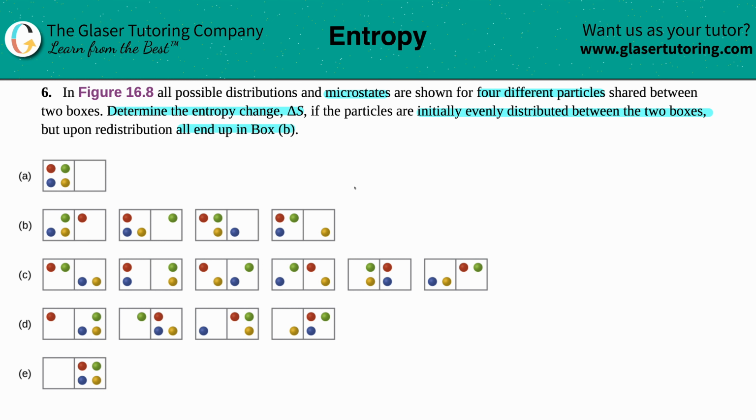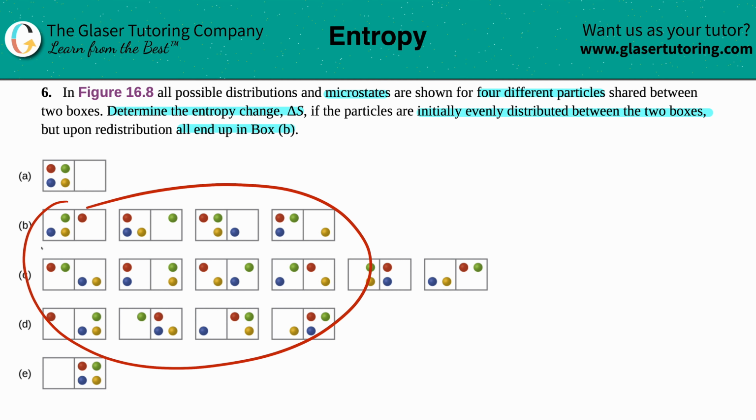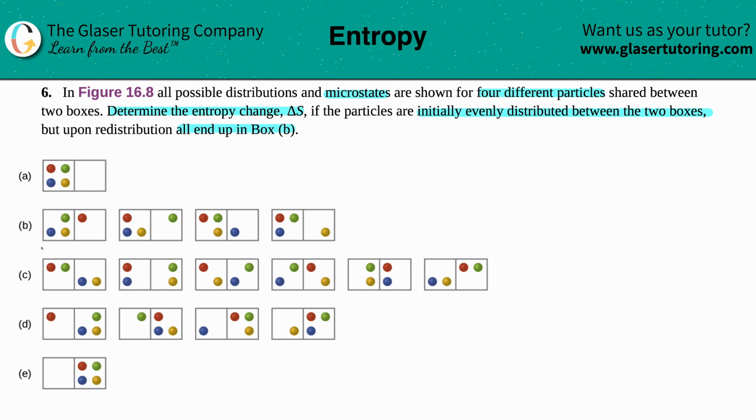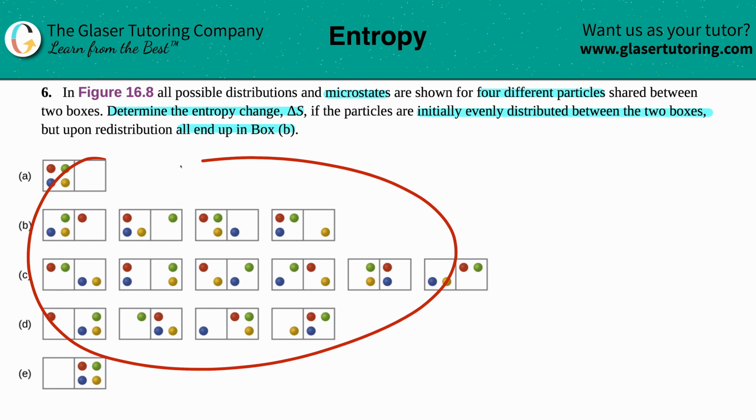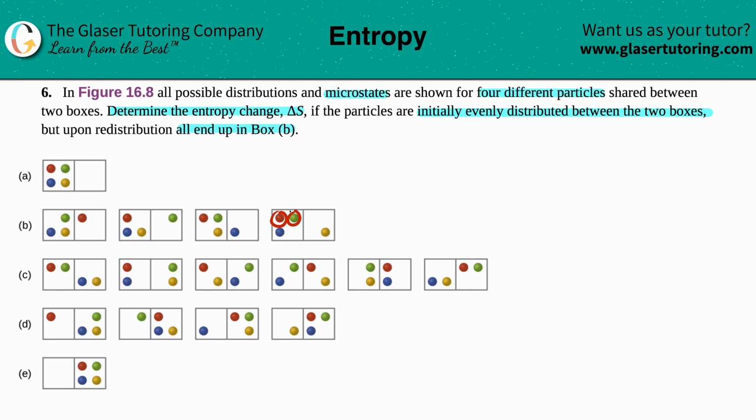Okay, so we have to find out the entropy change from different microstates. Now, I did put up figure 16.8 here, which we will be pulling our answer from. But just know that entropy is always talking about randomness of molecules. In this case with microstates, it's all about probability. What's the probability of these 4 different colored balls ending up in the 2 different boxes? Now, we just have to find that delta S, the entropy change.